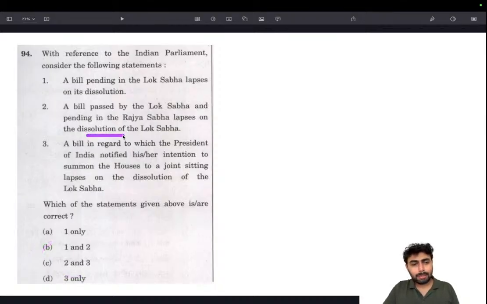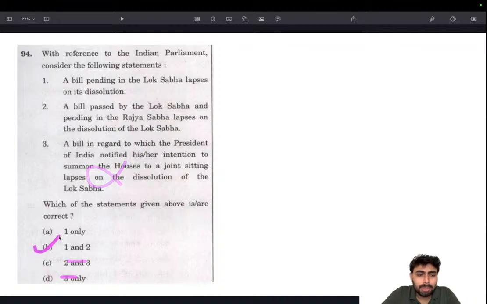This is slightly logical, because a bill passed by Lok Sabha and pending in Rajya Sabha lapses on dissolution of Lok Sabha. Because a bill passed by a Lok Sabha that lost the majority or got dissolved, its bona fide nature is in question, because the Lok Sabha that passed it is no longer there. In such a case, the bill itself lapses. So this makes perfect sense, and this is factual only. Okay, so if the President has summoned the houses for a joint sitting, it doesn't have an effect on the dissolution of the bill. It doesn't lapse. Okay, this is wrong.